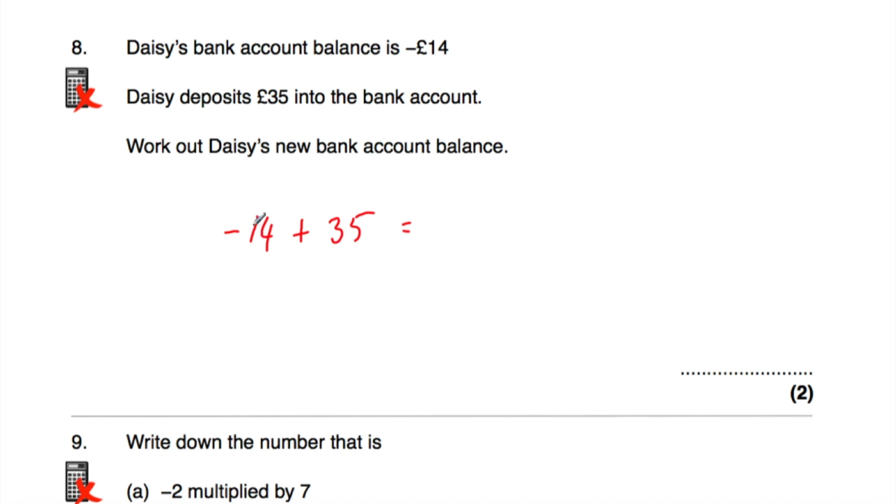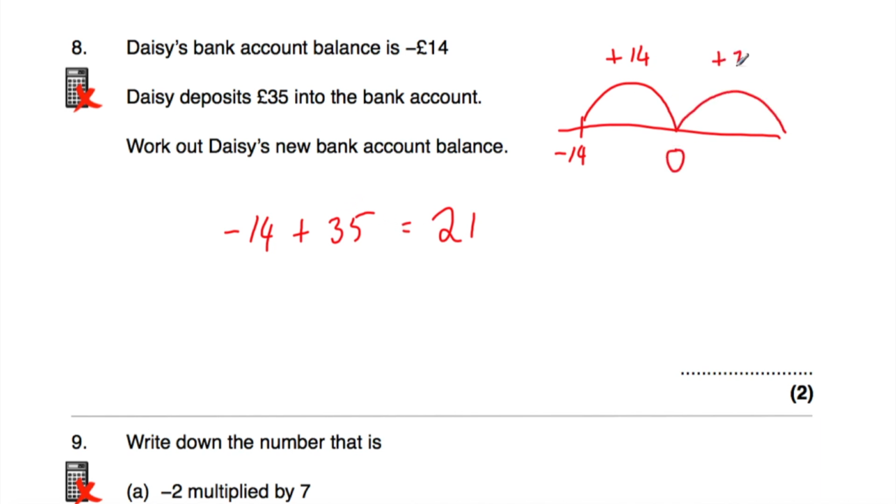So if we were at minus 14 and we add 35, well, if we add 14 to begin with, that would bring us to 0. Now we've got 35 to add, and if we add 14, that leaves us a number 21. So minus 14 plus 35 would be 21. Just to show that, if we had minus 14, if we add 14 to begin with, adding 14 will bring us to 0. Now we're adding 35, so we've got another 21 to add, that would bring us to £21. So Daisy's new bank account balance will be £21. That now means Daisy's got £21 in the bank and she doesn't owe the bank any more money.